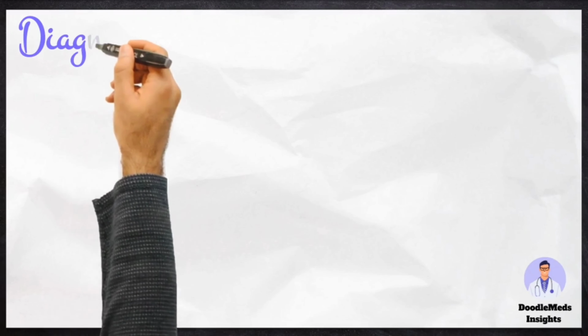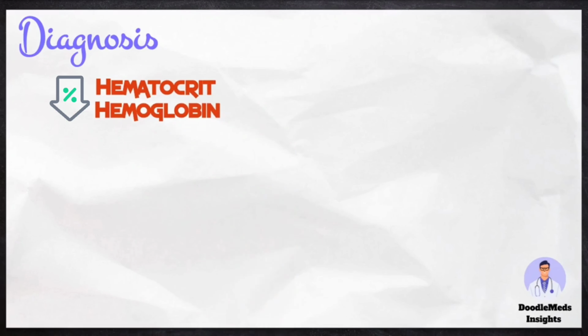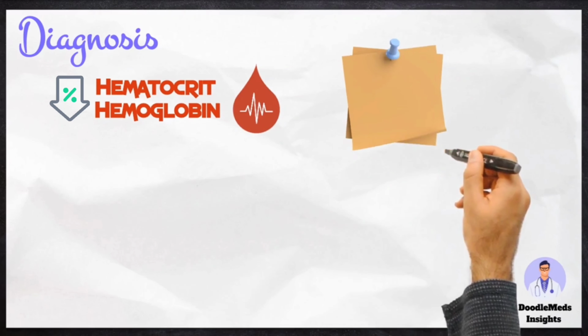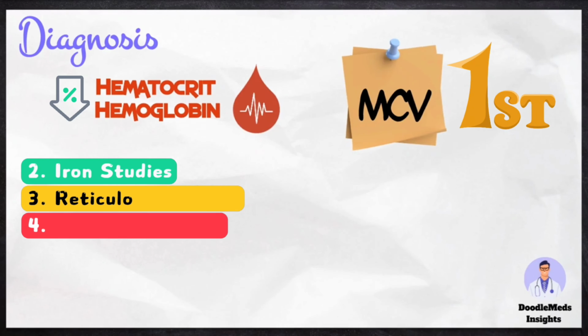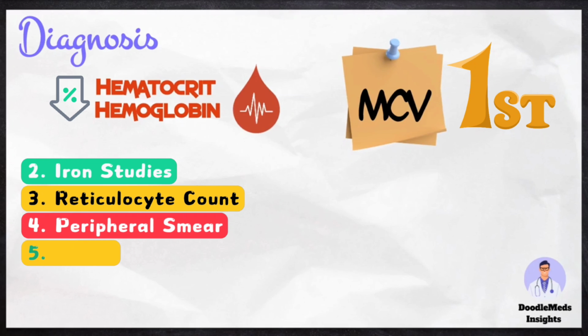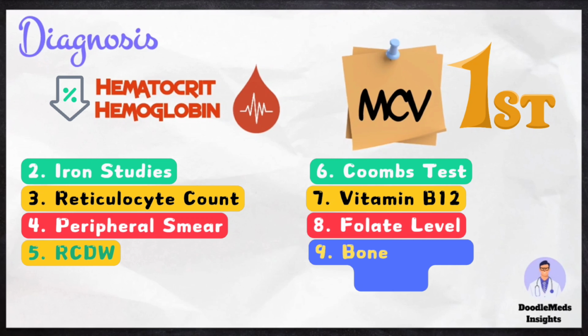Once a diagnosis of anemia is determined based on a low hematocrit or hemoglobin, the first step is to determine the MCV. Iron studies, reticulocyte count, peripheral smear, red cell distribution width, Coombs test, vitamin B12, folate levels, and even occasionally a bone marrow biopsy may be necessary to determine a specific etiology. The tests ordered depend on the specifics of the case presented.